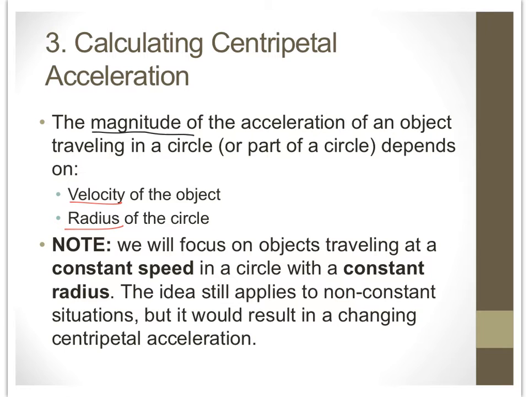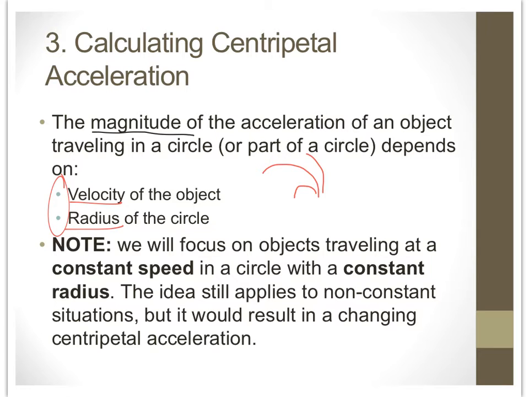What I typically think about when we're doing this is driving on an icy surface and trying to turn. What's going to affect your ability to turn on an icy surface? Your speed is going to affect it. The faster you go, the harder it is going to be to make that turn. The other thing that's going to affect it is the radius of the turn. If you have a really sharp turn, that's much more difficult to make on an icy or snowy road than a more gradual turn. These are the two factors that are going to affect the amount of acceleration we have when an object's traveling in a circle or part of a circle.